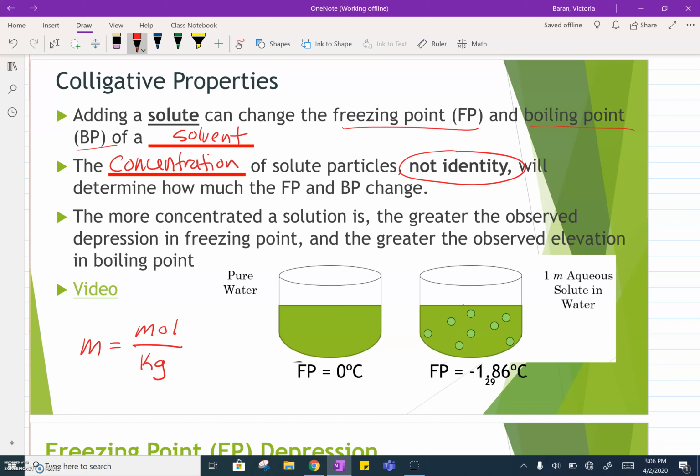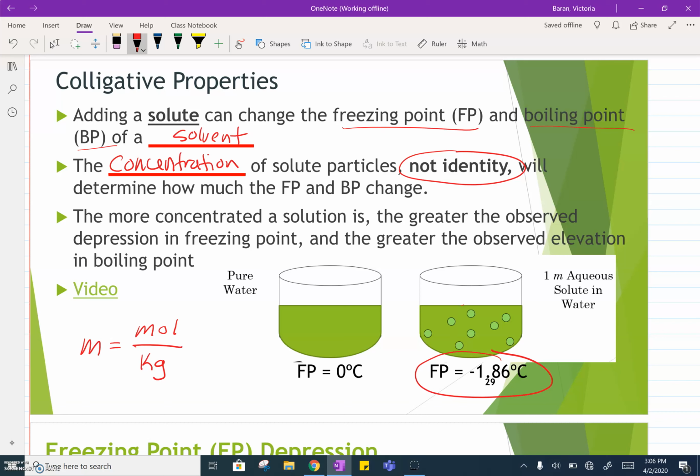So for example, let's say we have pure water. Normally its freezing point is 0 degrees Celsius. But let's say we add a solute to that. It doesn't matter what solute it is, but let's say we added enough solute to have a 1 molal concentration. So this means that the molality is 1. It would change the freezing point by 1.86 degrees Celsius. So it would decrease the freezing point. So the freezing point of the water would now be negative 1.86 degrees Celsius.